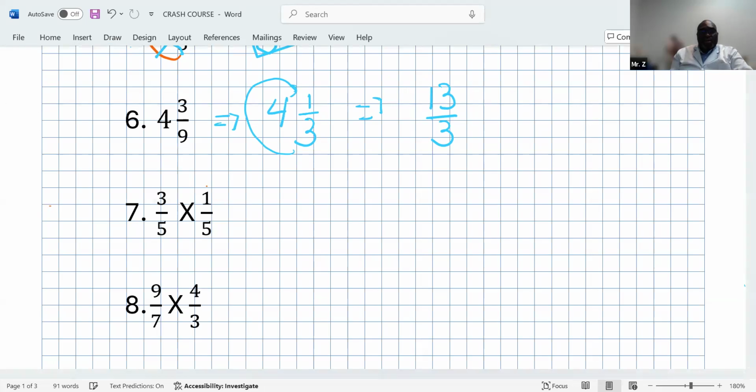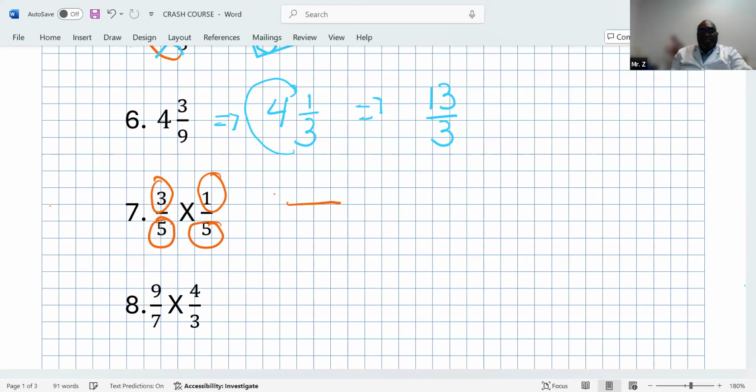Okay? So to multiply fractions, you multiply numerator with numerator, and denominator with denominator. So we have 2 fractions. The first fraction, the numerator is 3. The second fraction, the numerator is 1. The first fraction, the denominator is 5. The second fraction, the denominator is 5. So we're going to multiply numerator with numerator and denominator with denominator.